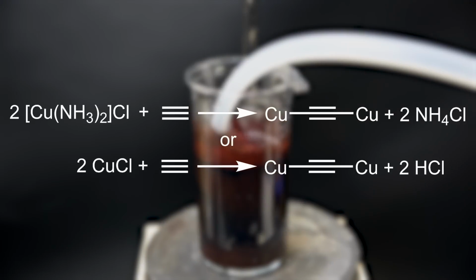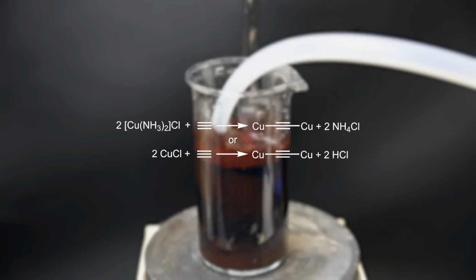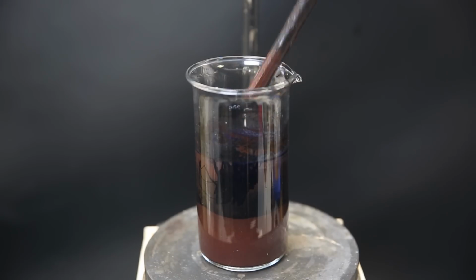In the reaction, the acetylene reacts with the copper 1 complex to form copper 1 acetylide and ammonium chloride. Or if we ignore the complex, we can write it as a direct reaction between copper 1 chloride and acetylene to produce copper acetylide and hydrogen chloride, which would then immediately react with the ammonia. After a while, no more precipitate forms when acetylene is bubbled through the mixture.